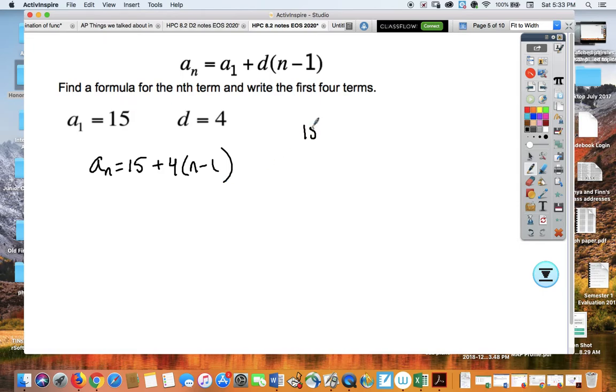Or I'm given the first term. I know the common difference is 4, so that just means I'm adding 4 each time. So the next number would be 19. Then add 4 to that. We get 23. Then add 4 to that. You get 27. Well, there's my first 4 terms, so I'm done. But I could use the formula too if I wanted.